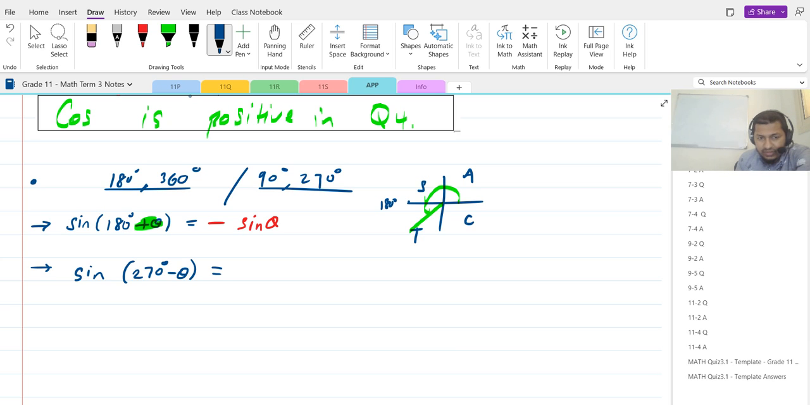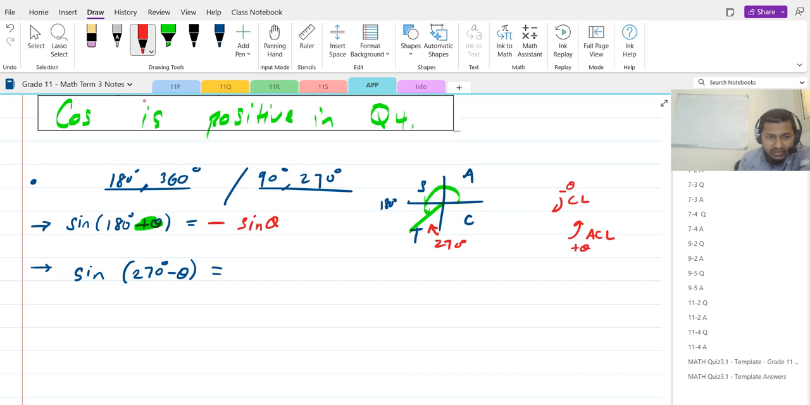Now before we do that, let's look at the quadrant first. 270 minus theta, we are here at 270, right? And minus theta is just going back. So when you go minus theta, you go backwards. If you say plus theta, then you go forward, right? Going backwards is clockwise, that's negative theta, and going forward is anti-clockwise, that's positive theta. So now we're just going back from the 270 line, one step back.